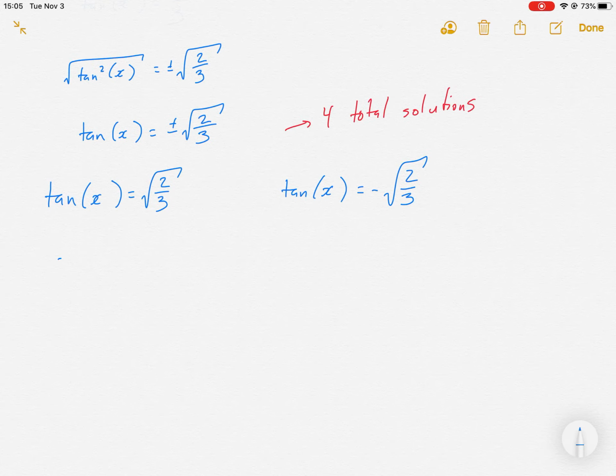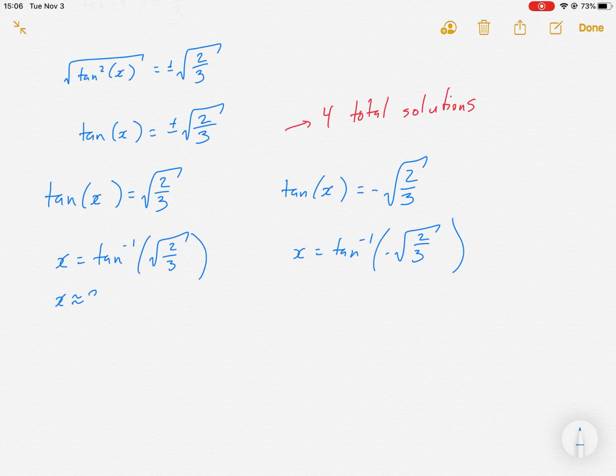Okay, so now we're ready to solve. We're going to use the calculator to figure out what tangent inverse of the square root of 2/3 is, and also what the tangent inverse of negative square root of 2/3 is. So here we go. For this first one, I get 39.2 degrees. And then if I add 180 to that, I end up with 219.2 degrees.